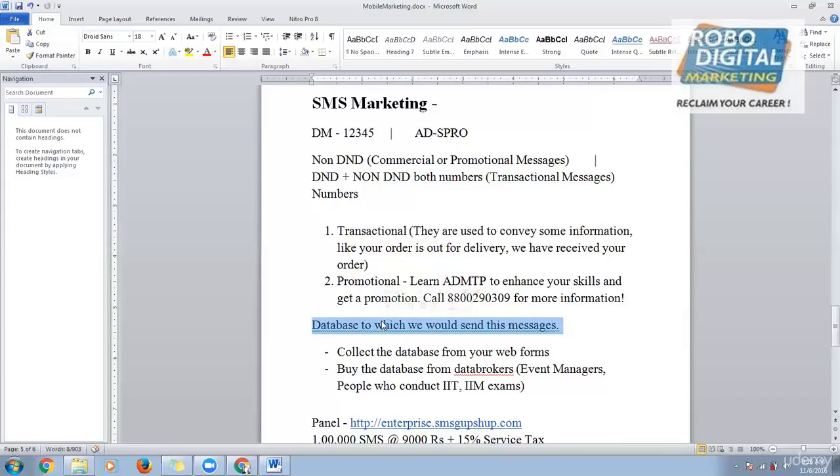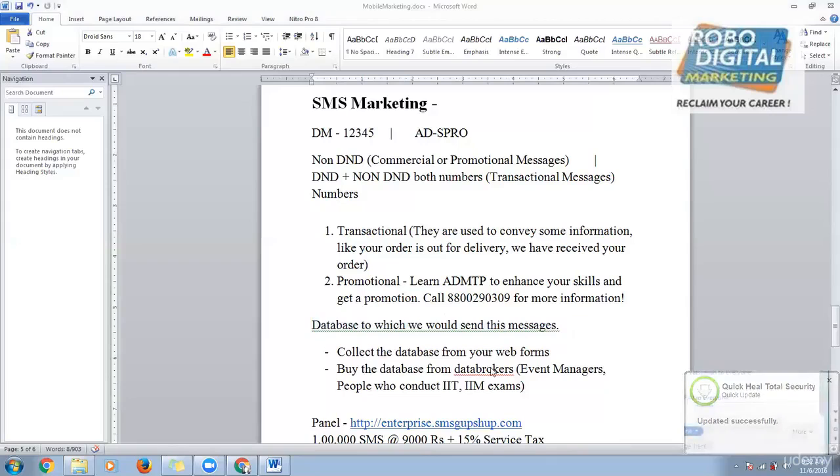Like you want a database of a specific pin code. Okay, you want a database of a specific pin code. That is where you can make the impact more. Okay. If you have a categorized database, then it will be more effective. If it is not a categorized database, then it will be very difficult for you to do proper SMS marketing.